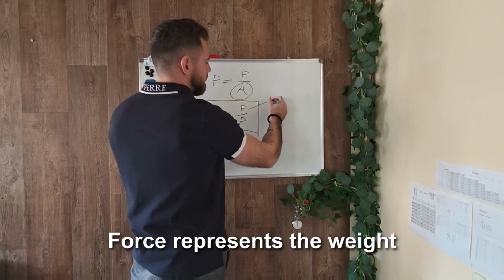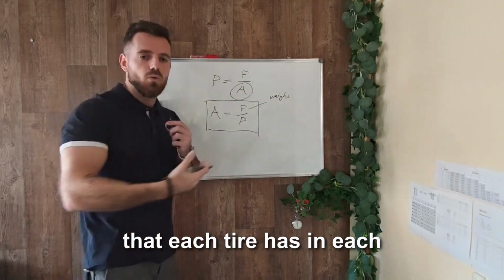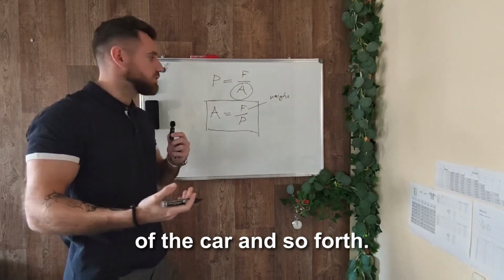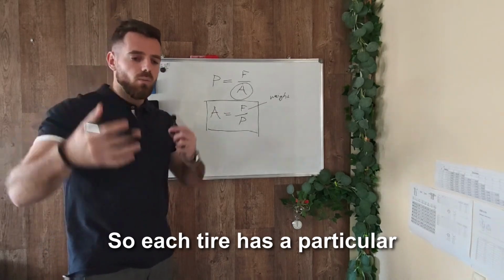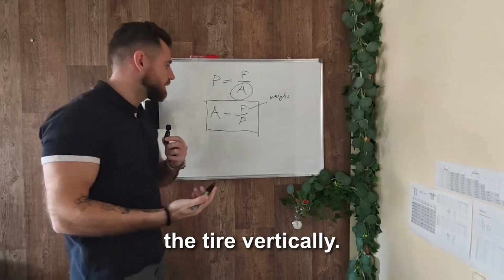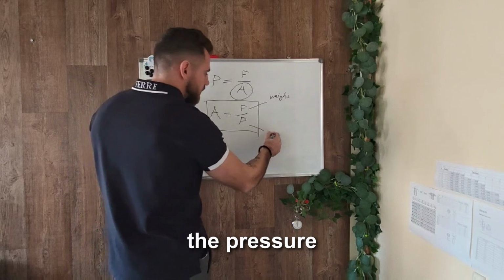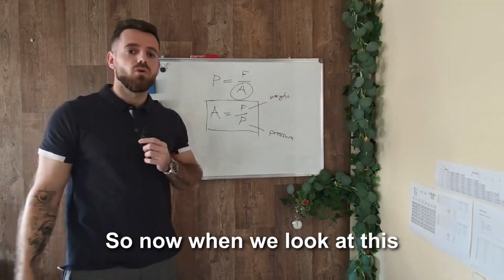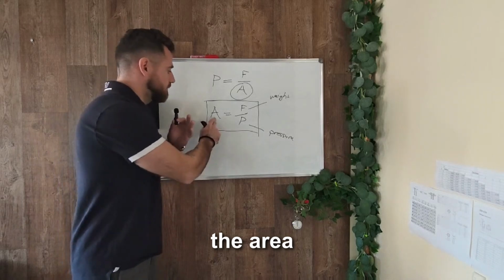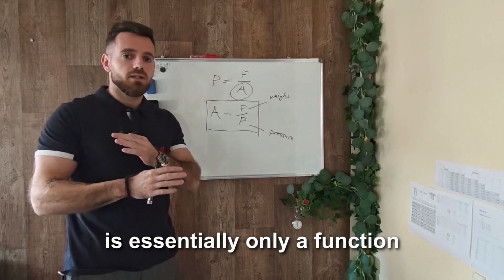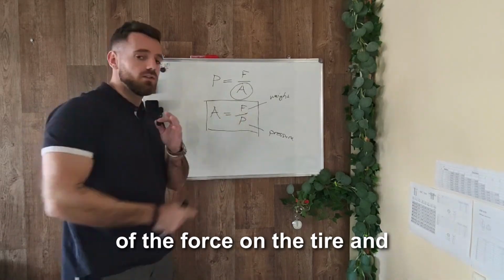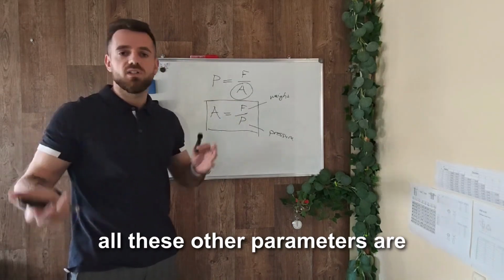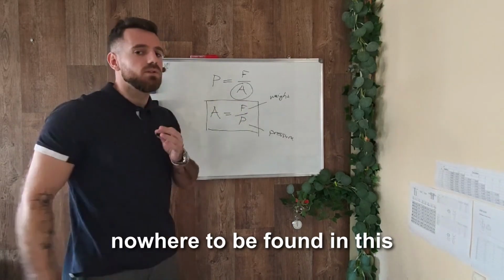Force represents the weight that each tire has in each corner of the car. So obviously that's dependent on the weight distribution of the car, the total weight of the car, and so forth. So each tire has a particular weight which is loading the tire vertically. Pressure, as we know, is the pressure of the tire. You can decide that by inflating it more or deflating it. So now when we look at this formula, we can see that the area of the contact patch is essentially only a function of the force on the tire and the pressure of the tire. The width and the diameter and all these other parameters are nowhere to be found in this formula.